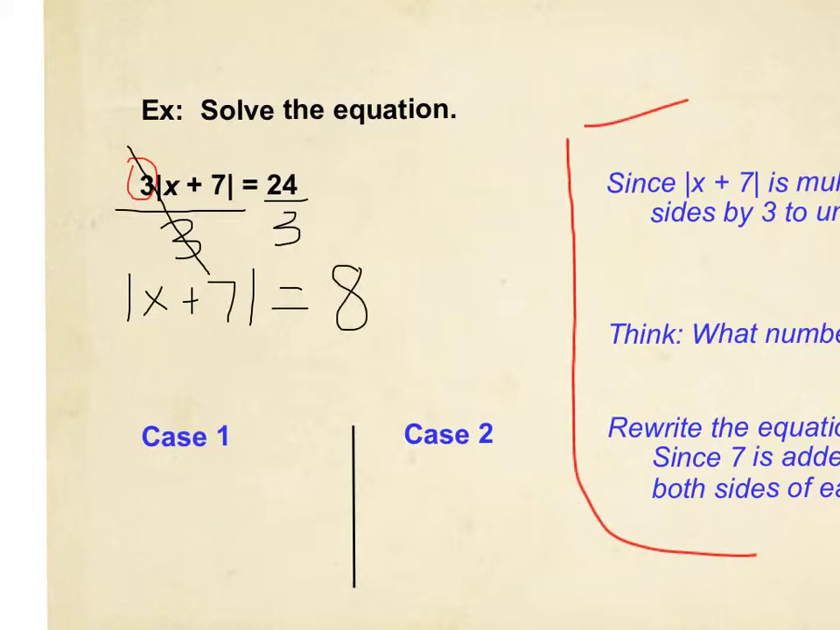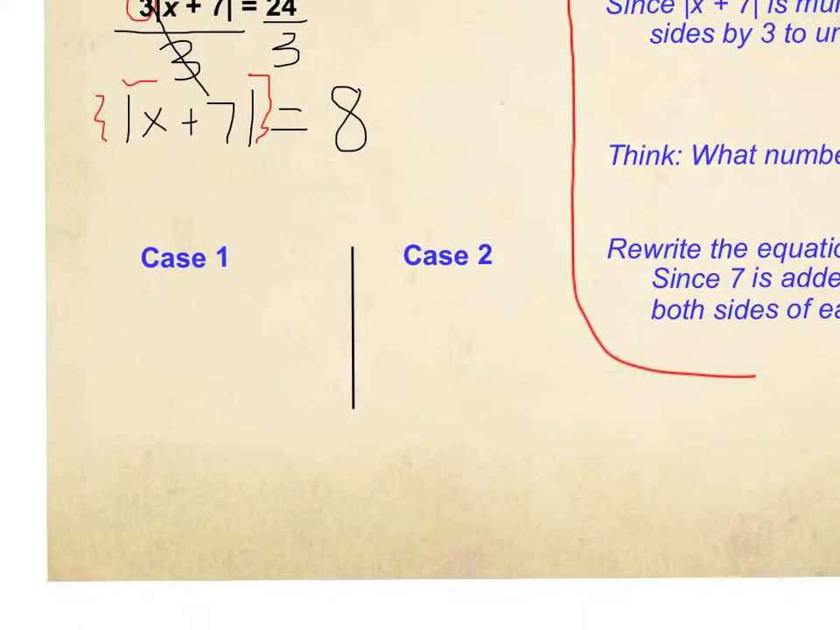So now that my absolute value is isolated, notice there's nothing around it, right? You see that there's nothing around there. There's nothing being added or subtracted. It's isolated. Well, now we are going to go ahead and create our 2 cases.